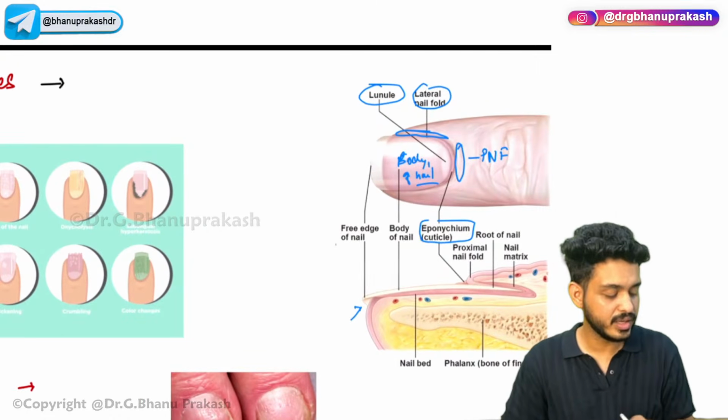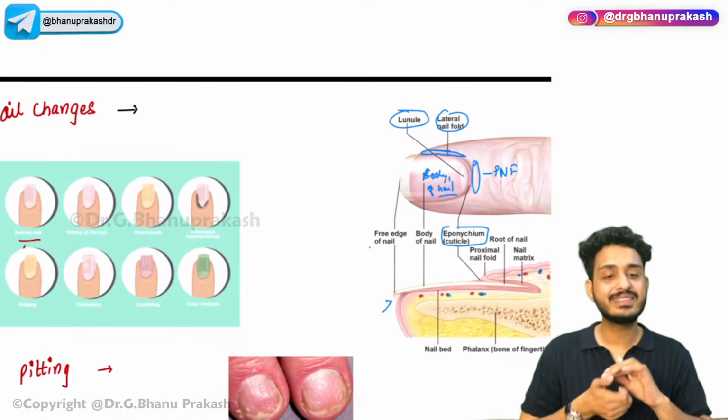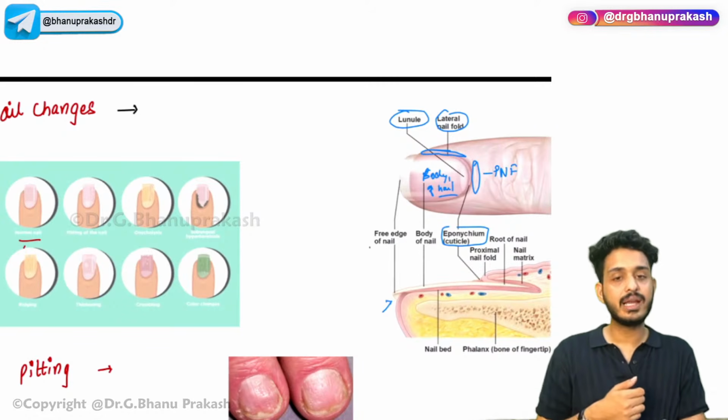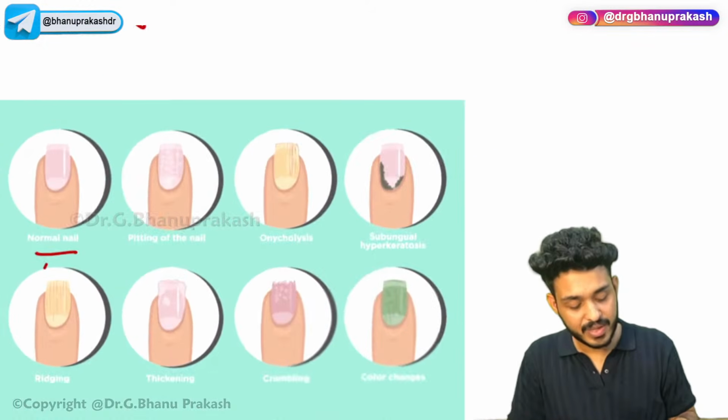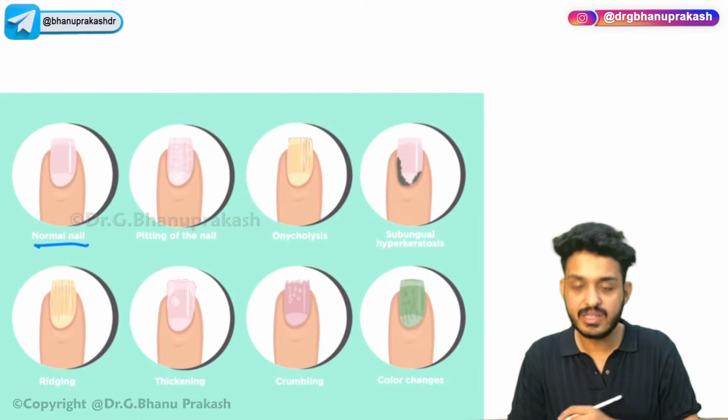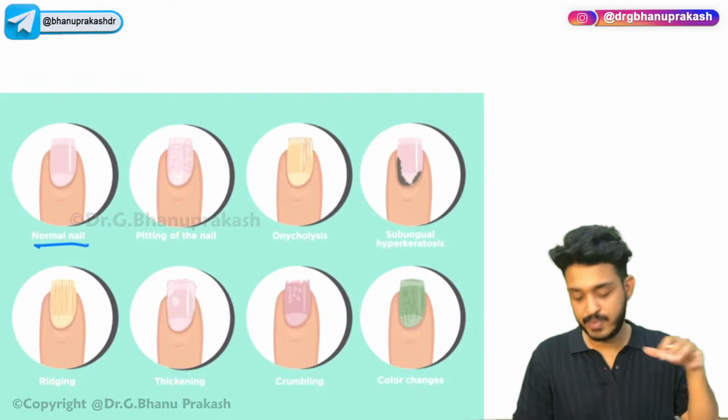Not so very important. Just remember these important parts: lateral nail fold, proximal nail fold, apart from that the cuticle and lunula. Now what is happening? We are having certain diseases present on nails. This is a normal nail. I have clubbed all the nail pathologies together.